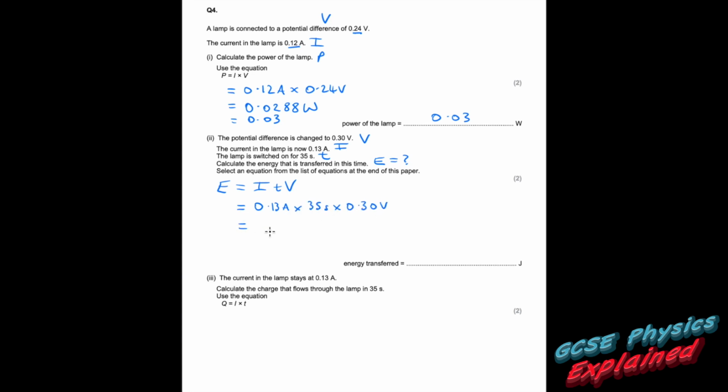And that comes out as 1.365. And that'll be joules. And they've gave us that to 2 decimal places, 2 decimal places, 0 decimal places. So we'll do ours to 2 decimal places.